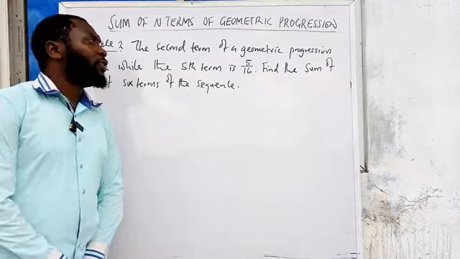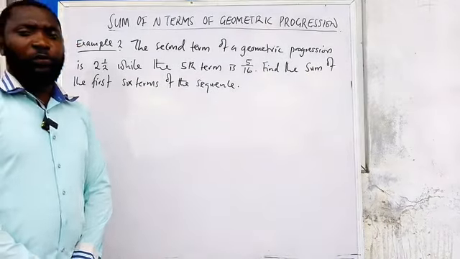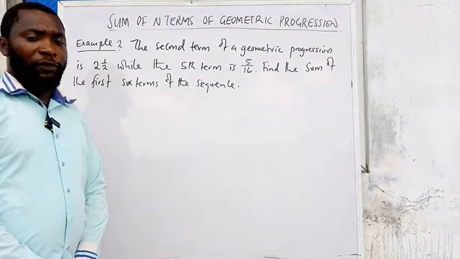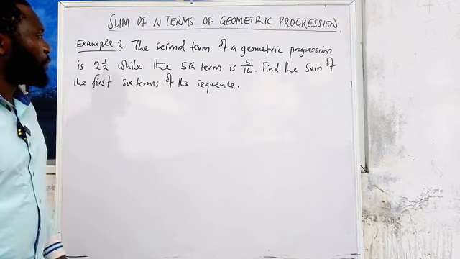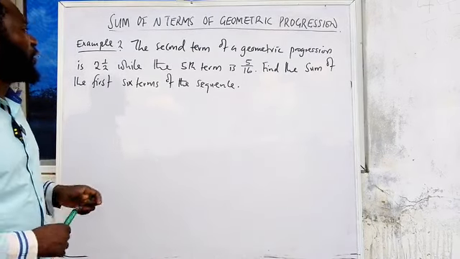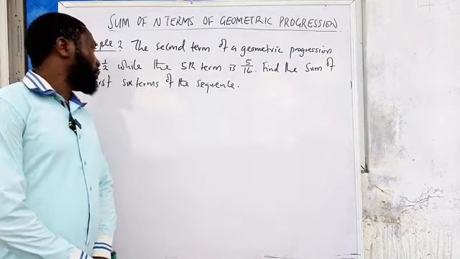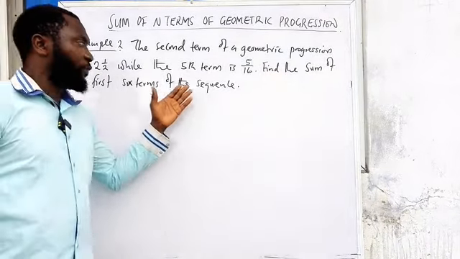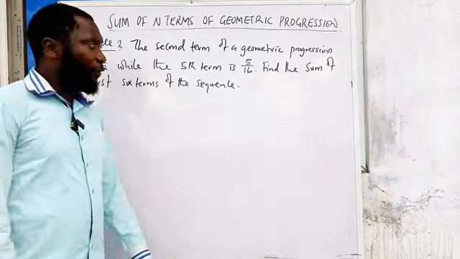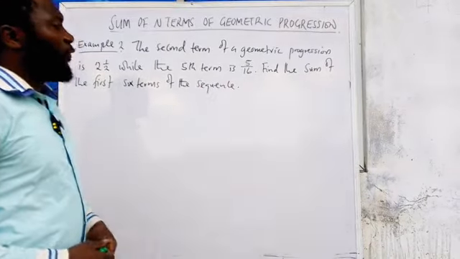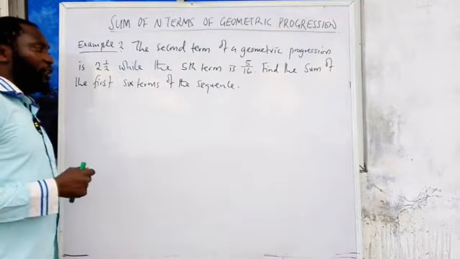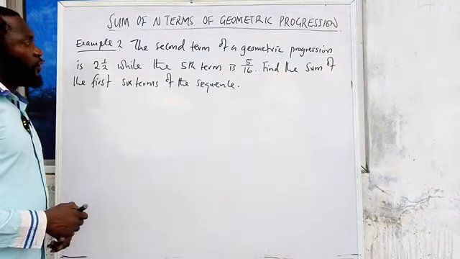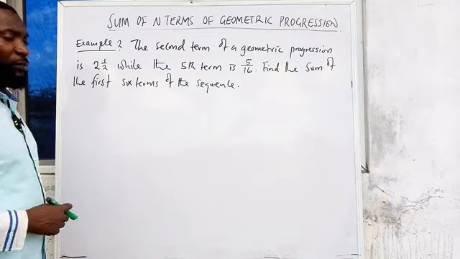Welcome viewers. So here is another example under the sum of n terms of a geometric progression. The question says the second term of a geometric progression is 2.5, while the fifth term is 5/16. Find the sum of the first 6 terms of the sequence.